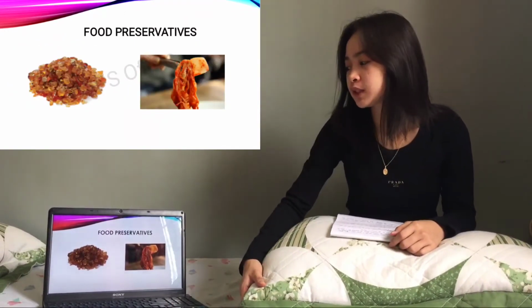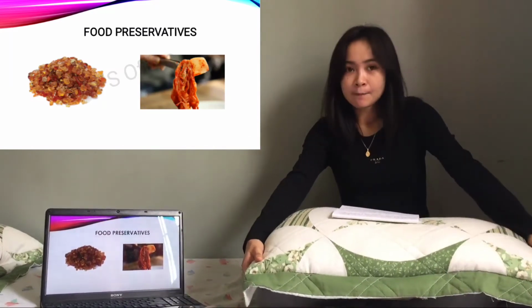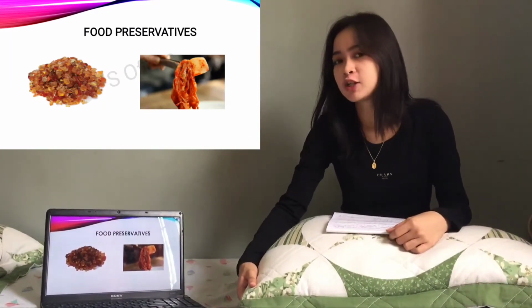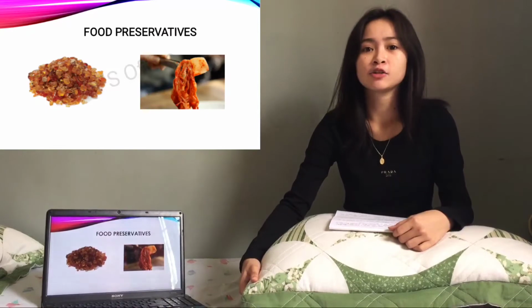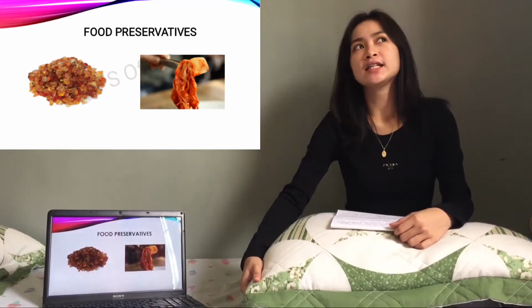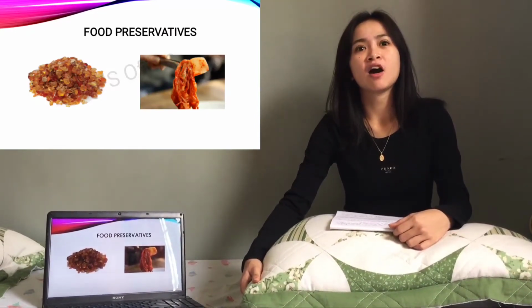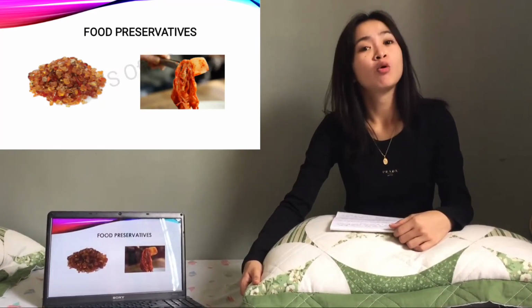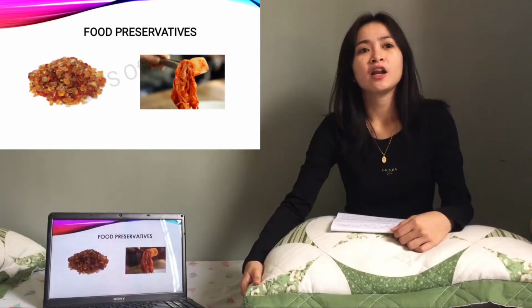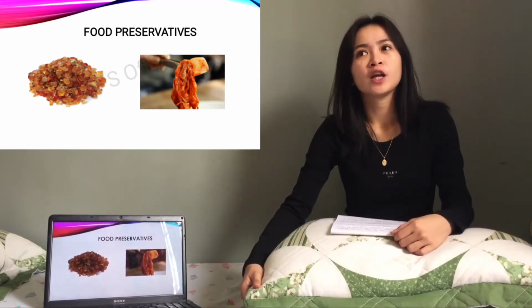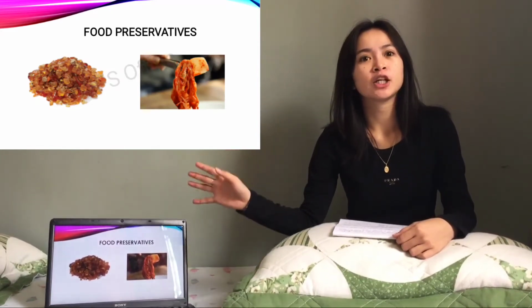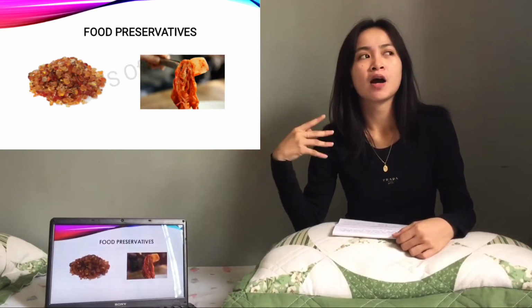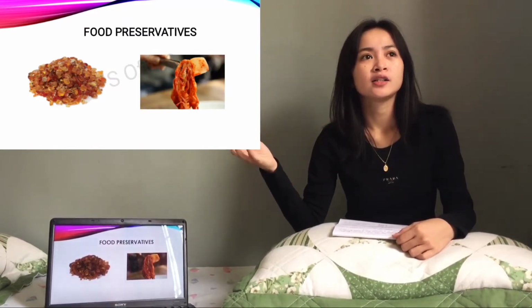So food preservatives. These are examples of food preservatives. In the first picture, it is a gummy bear. Gummy bear is also part of candies, and candies can have molds or bacteria, without us people knowing, and the bacteria can make us sick.